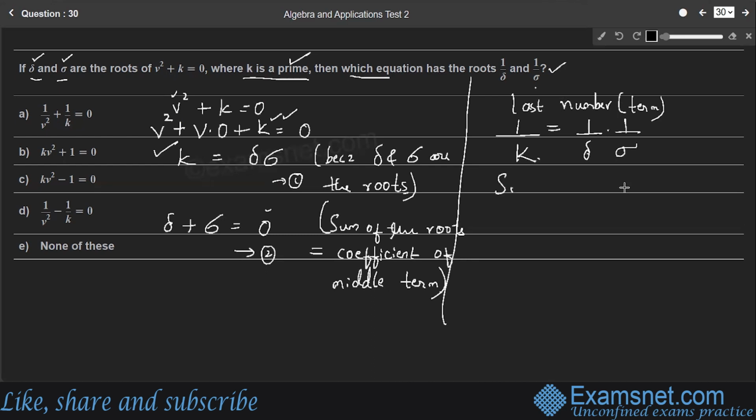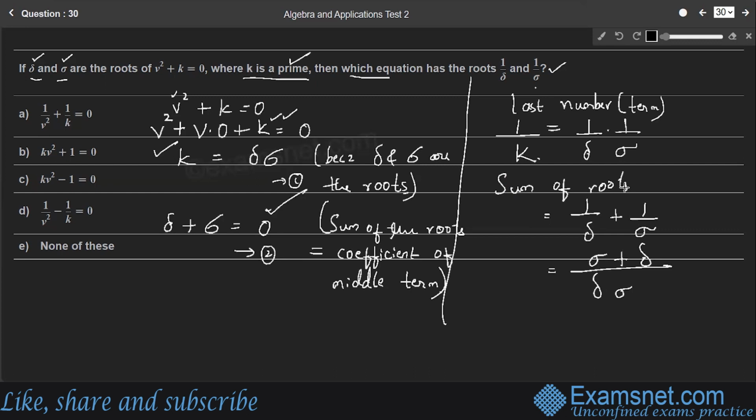And sum of roots is equal to 1 by delta plus 1 by sigma. Take the LCM. So here delta into sigma is the LCM, and the numerator becomes sigma plus delta. What is sigma plus delta? Which is equal to 0, right?